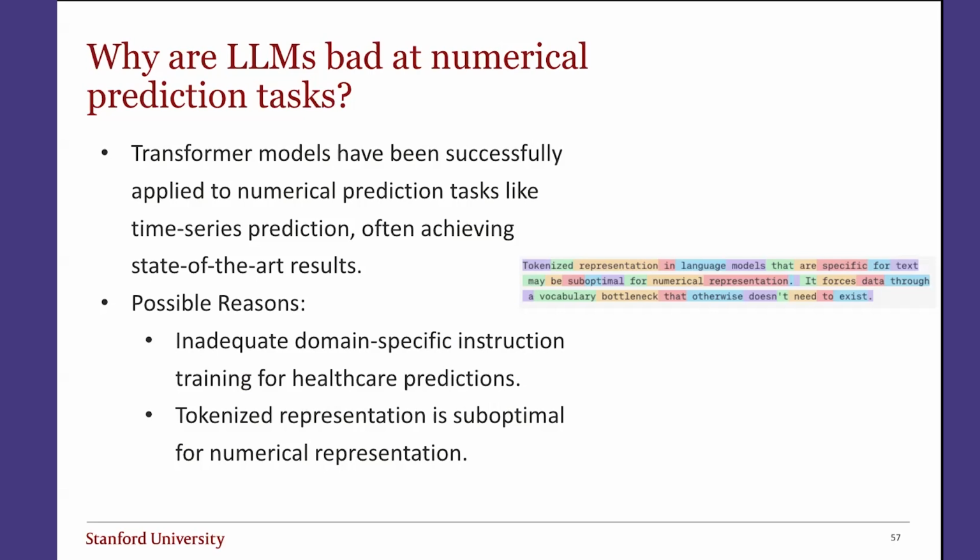Another reason is specifically for language models, we take in a text input and we tokenize them, and then we feed that into the model's latent space. So the tokenized representation may just be very suboptimal for numerical representation.